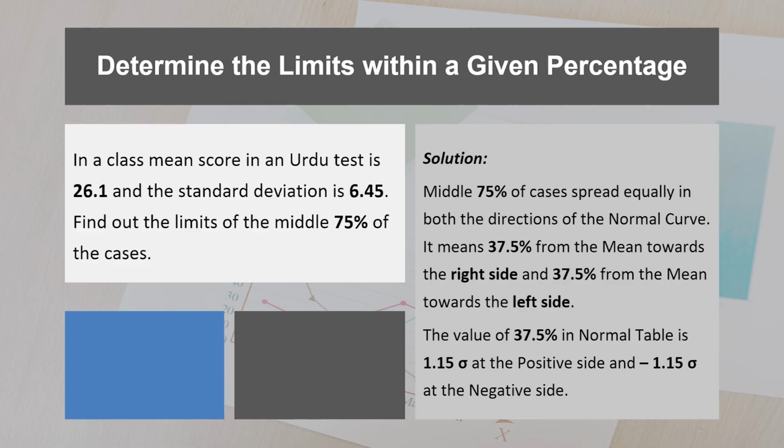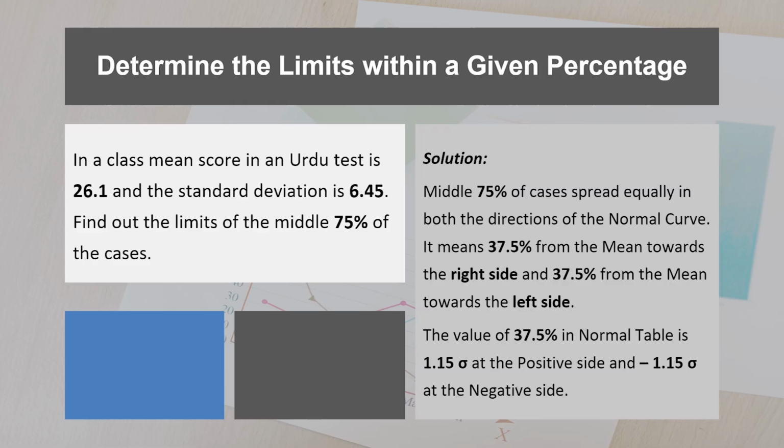Here you see in a class the mean score in an Urdu test is 26.1 and the standard deviation is 6.45. The question is: find out the limits of the middle 75% of the cases. So here you see a percentage is given, that is the middle 75%. You have to find out the limits of the score. Here you see middle 75% cases spread equally in both the directions of the normal curve.